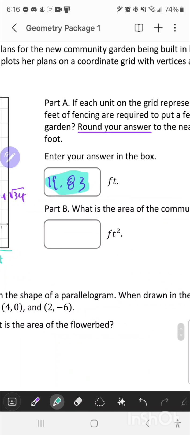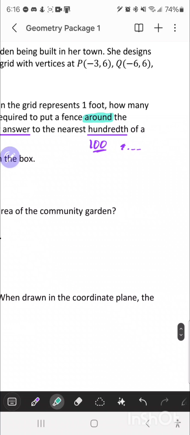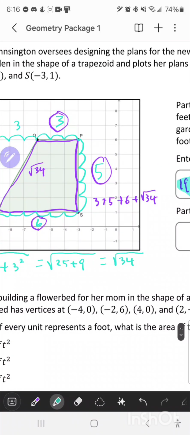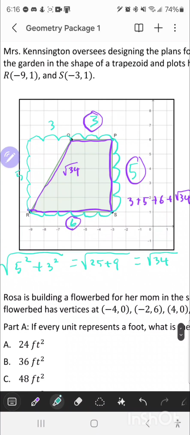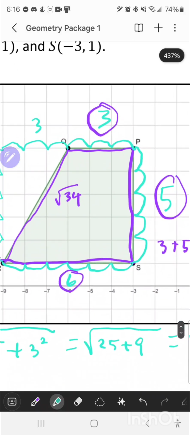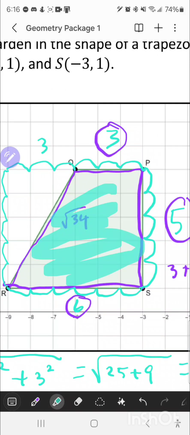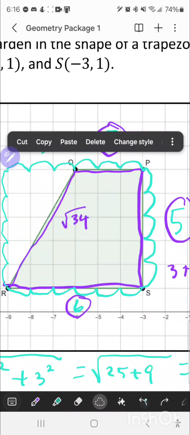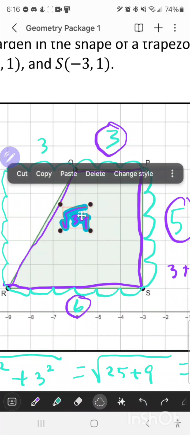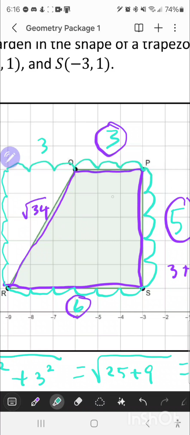Now, what is the area of the community garden? They are now asking for the area, and the area is all this space inside. All of this is the area.